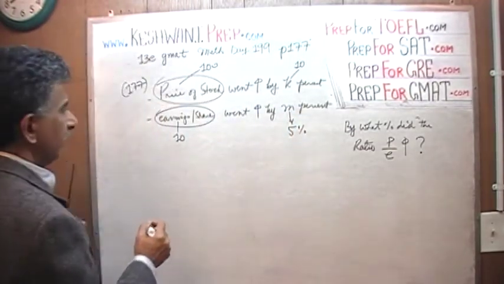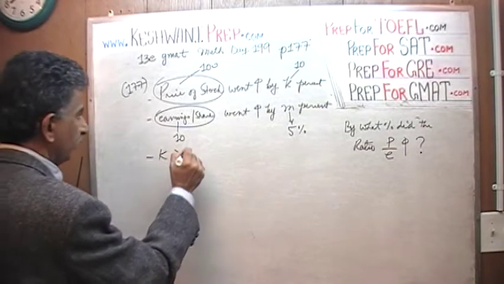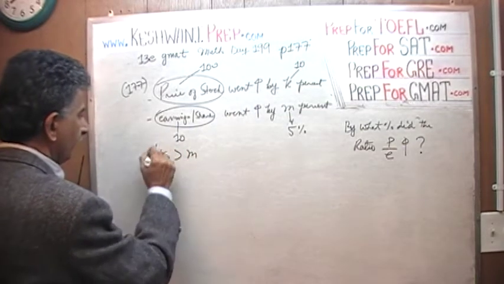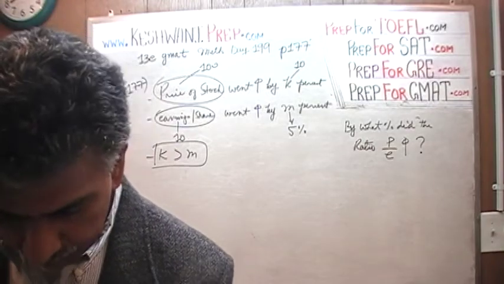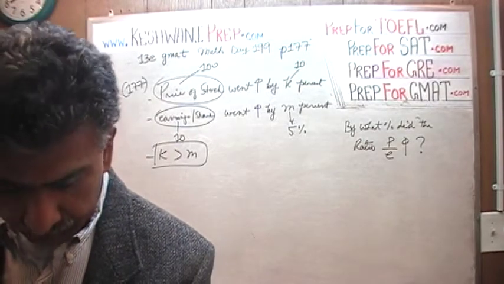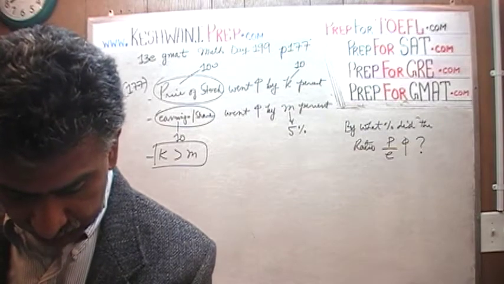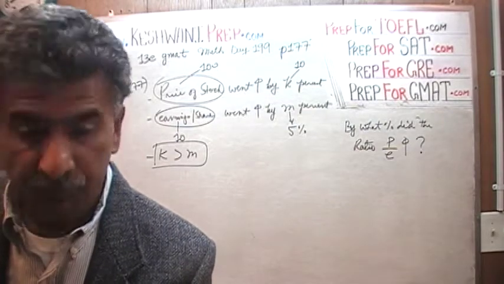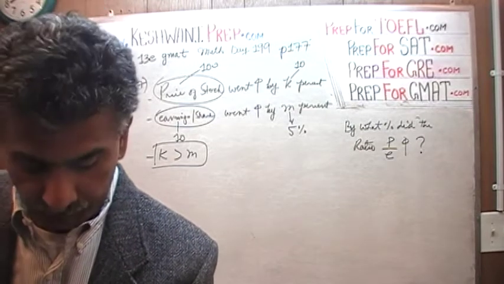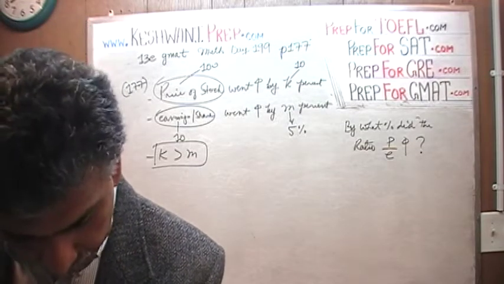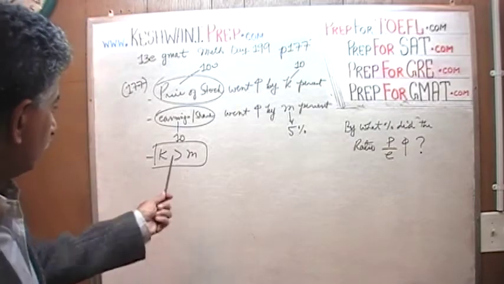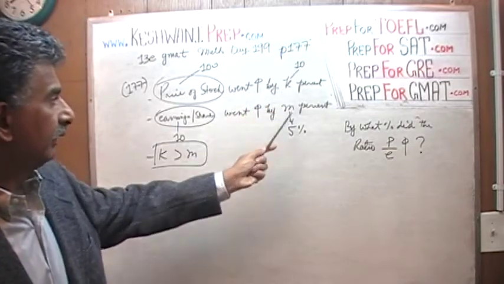Because they tell you in the problem that k has to be more than m. In the problem, they specifically tell us that the percentage increase in the price of the stock has to be more than the percentage increase in the earnings per share. Where do they tell you that? Where k is greater than m, you see? So that's what it is. That's why we're plugging in 10 for k and 5 for m.